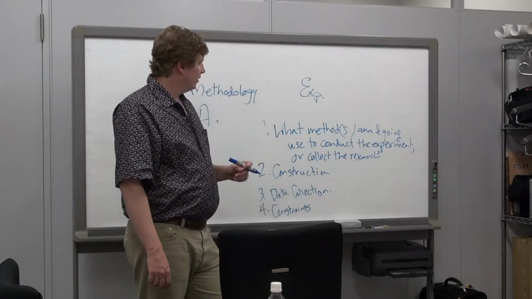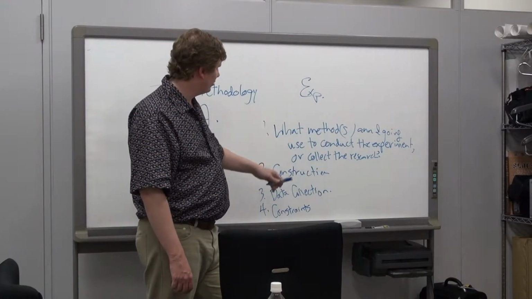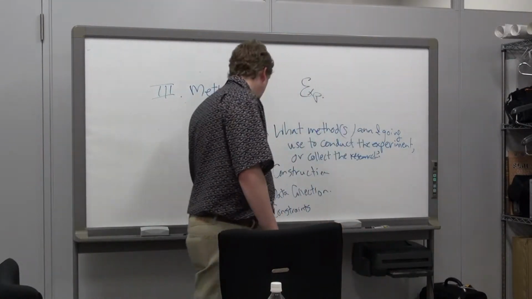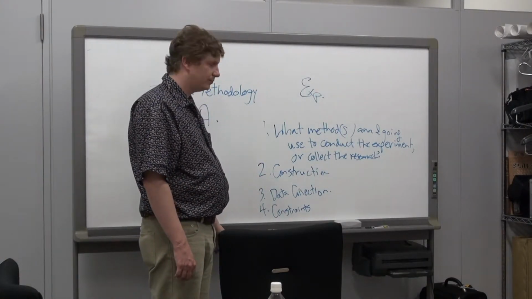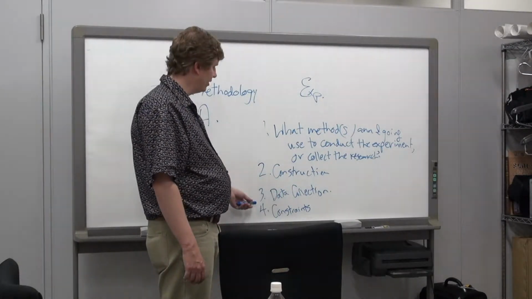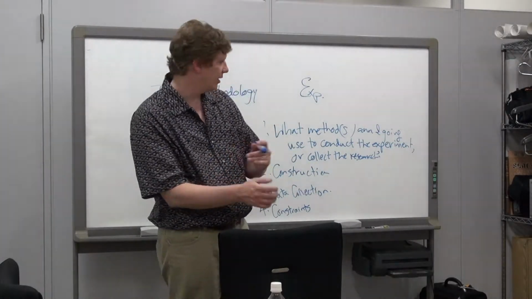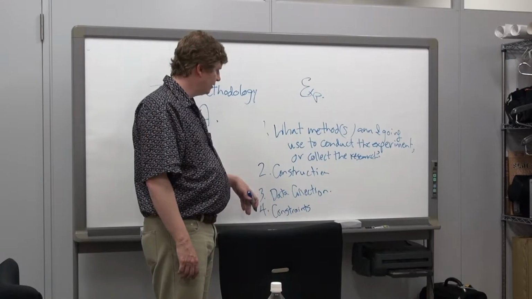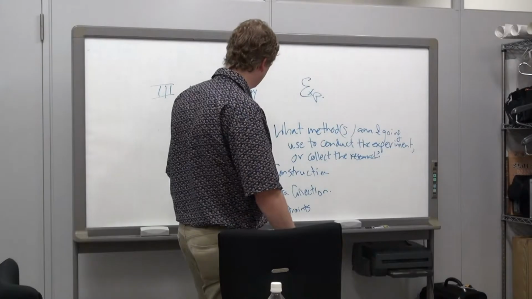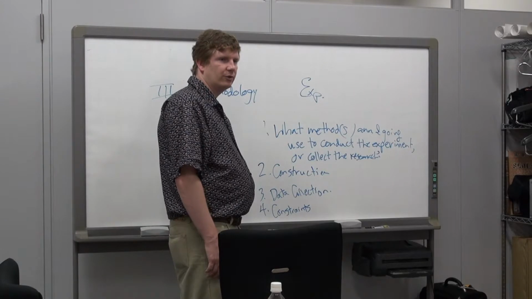Right now, we have what methods am I going to use to conduct the experiment or to collect the data? It should be data. How are we going to construct the experiment? The data collection methodology. For example, once I collect the data, then I'm going to run these tests on the data. There's all kinds of tests you can do. You can do chi-square tests or t-tests or any of that kind of statistical stuff, or validity tests. And what constraints are there on the research?